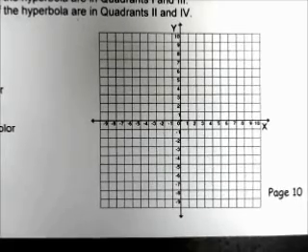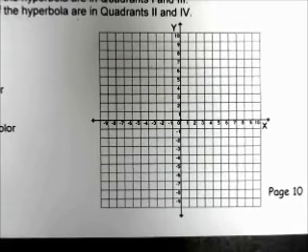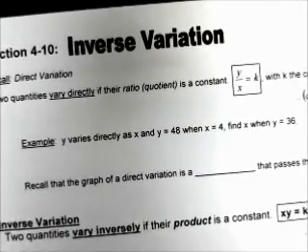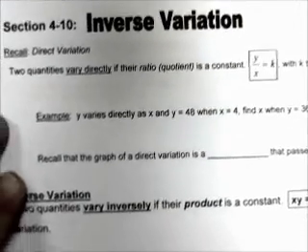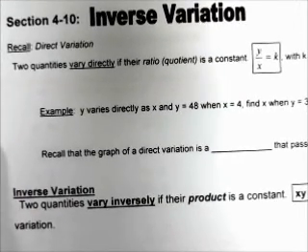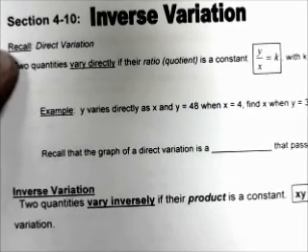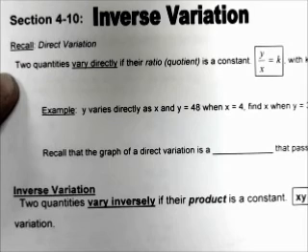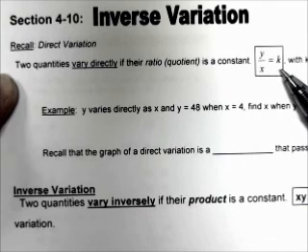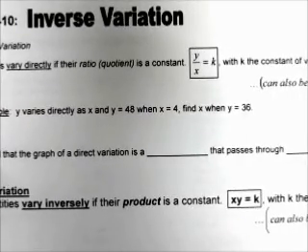Today we begin on page 10 of our Chapter 4 notes packet. Section 4-10, Inverse Variation. Recall previously from earlier in the chapter, direct variation. Two quantities vary directly if their ratio or quotient is a constant. y divided by x is equal to some constant k. Can also be written as y equals k times x, right?